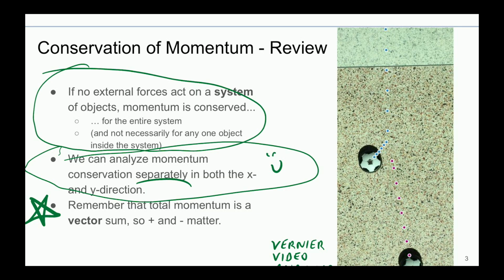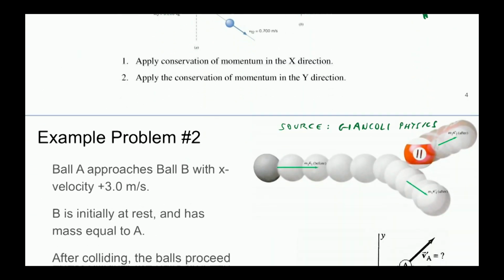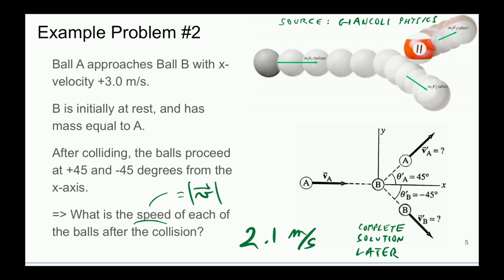And let's remember too that momentum is a vector sum, right? So plus and minus matter if you're in one dimension, and if you're in more than one dimension, you have to be careful to be using vector math and not just magnitudes. We'll see more about that soon.